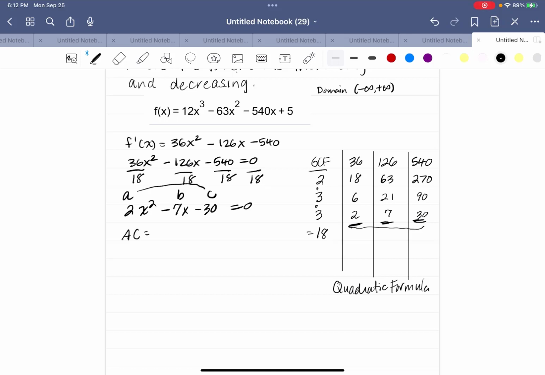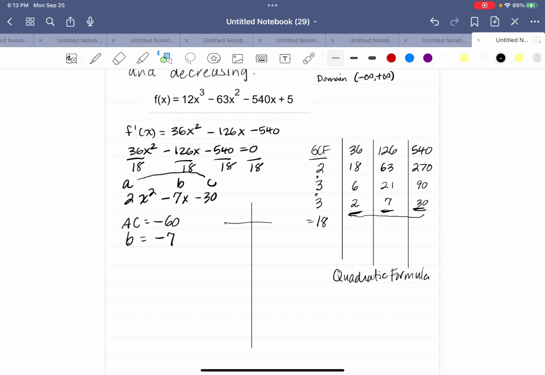I multiply the A times the C to get negative 60. And my B is negative 7. So I need numbers that will multiply to negative 60 and add to negative 7. So I need one positive and one negative. I'm going to just keep listing factors of negative 60. Negative 1 times 60, negative 2 times 30, negative 3 times 20, negative 4 times 15, negative 5 times 12, which I notice will add to a positive 7, and I need a negative 7, so I'm going to reverse the signs.